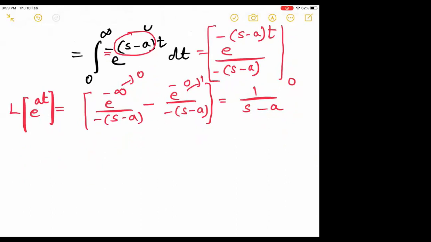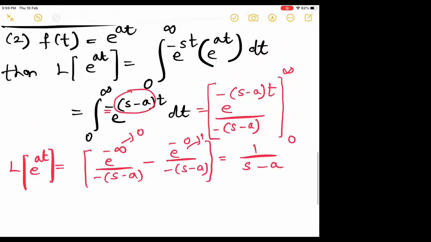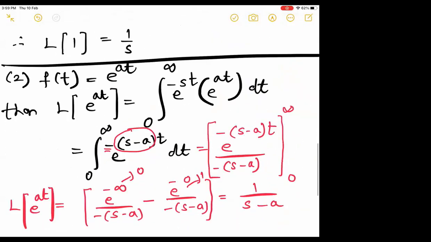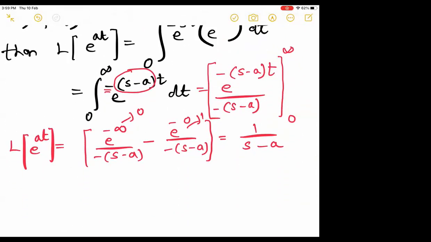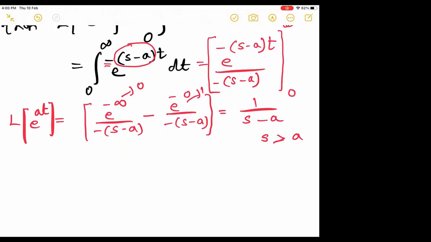And provided this s in the expression should be greater than a. Otherwise, this power will become positive, and it is not at all possible to get the integration if the power of the exponential term becomes positive. So strictly we want the power of the exponential term negative, and for that we should have the condition s greater than a. This is the condition. s is a parameter, a is a constant.